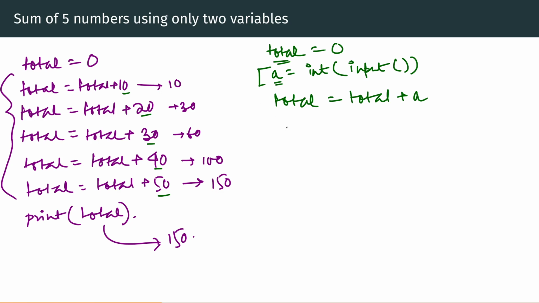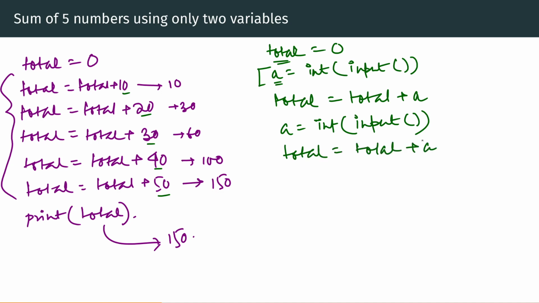So we can say a equals int input, and then we get the second input like that. And then we add the second input to the total, so we'll say total equals total plus a. That's our first input. That's our second input. We are using the same variable to get the inputs, because once we get the input, we add that to the total, and that variable is not needed anymore. So we are free to use that variable for the next input, right?